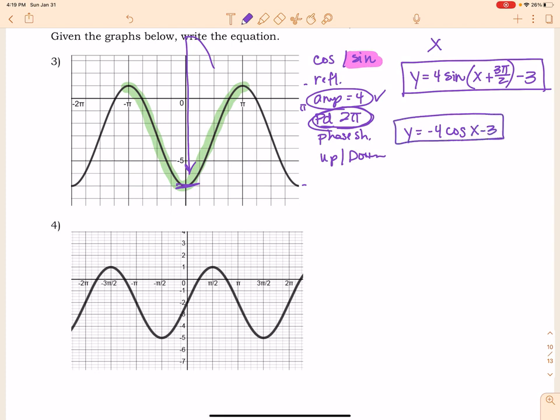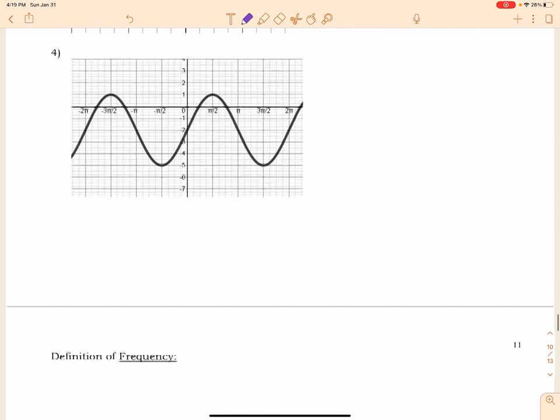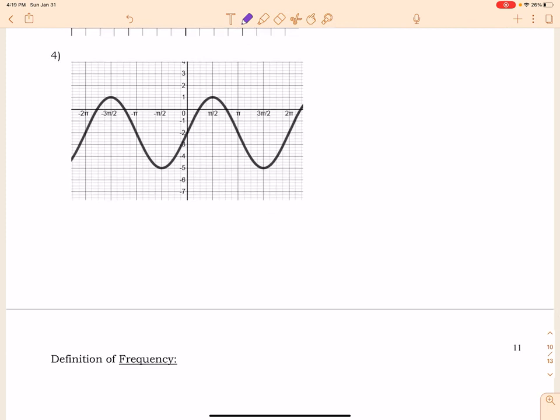So that's a way to think of that. Are these two the only two answers? Absolutely not. I will grade whatever you have. All right, so example 4. So let's look at this one.